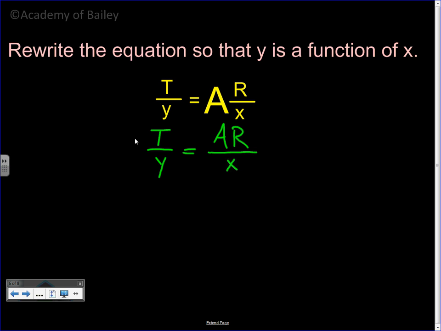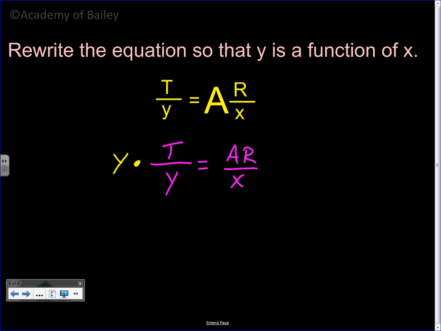And so from here you can just use cross multiplication. You know what? Let me show you why cross multiplication works. T over y is equal to, we had AR over x. Why does cross multiplication work? Because we're trying to get y by itself. So I multiply the left side of the equation by y, and that cancels those y's out. If I multiply the left side by y, I have to multiply the right side by y.